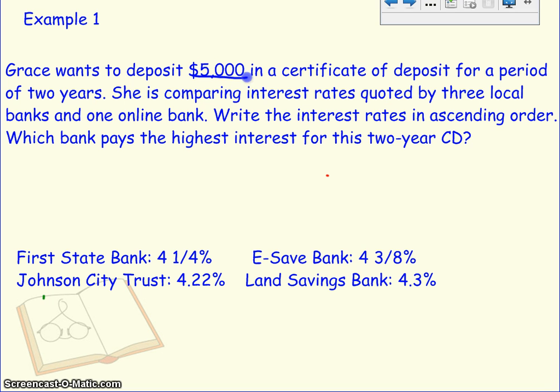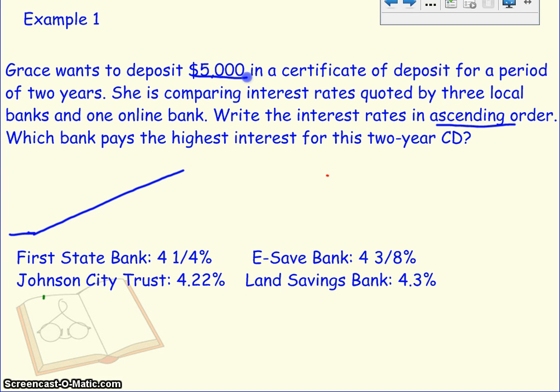Now, ascending order. I want you to think of an airplane. When an airplane is on the ground and it is taking off, it's ascending. So it's going from the lowest value to the highest value. So we're going to start with that lowest value, and then we're going to build up. I'm going to use that ascending idea and write it in that fashion. If you look at the different banks, we've got 4 banks here.